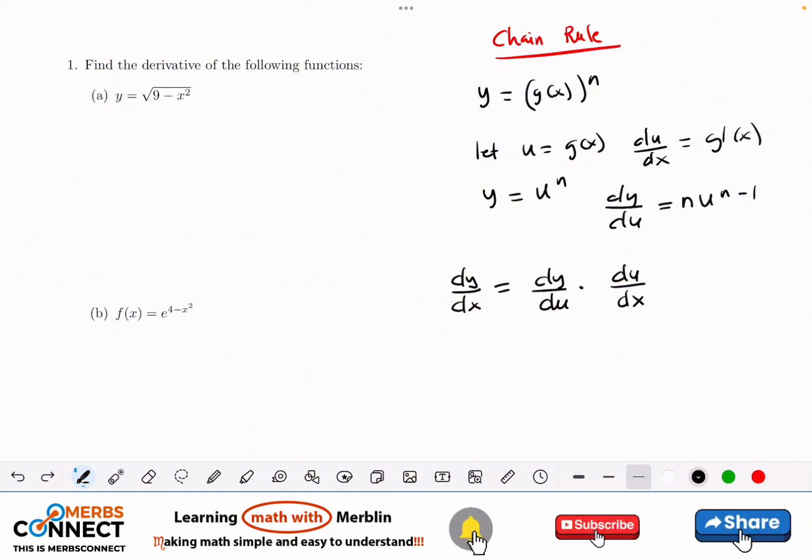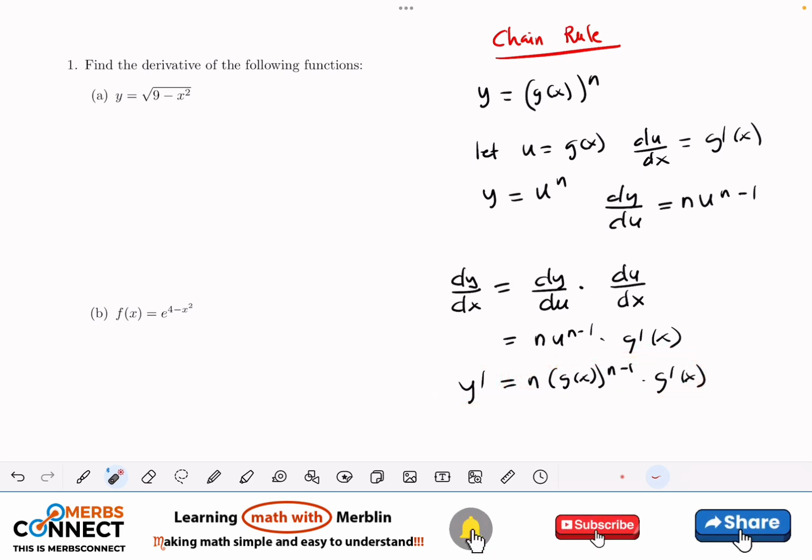So now what is dy over du? dy over du is what is here. So I'm going to have n u to the n minus 1 times what is du over dx? That is g prime. So we are going to have g prime of x, and then here we know that we have u, and we know that u is the same as g(x). So in place of u, I'm going to put g(x) there, which is n times g(x) to the n minus 1 times g prime of x. So this is y prime. So y prime is equal to this right here. Good. So that is the formula that we are going to achieve.